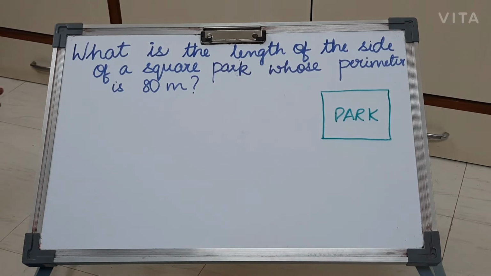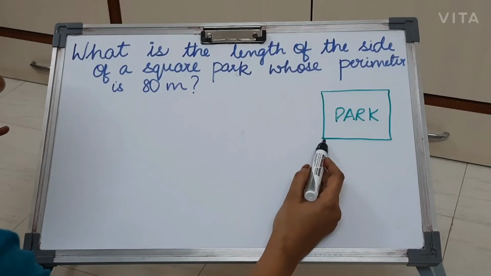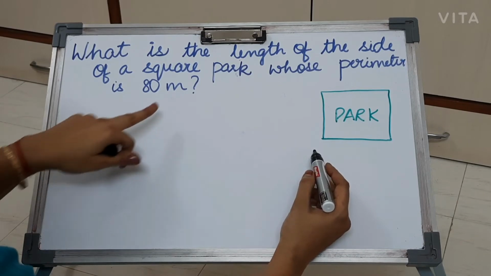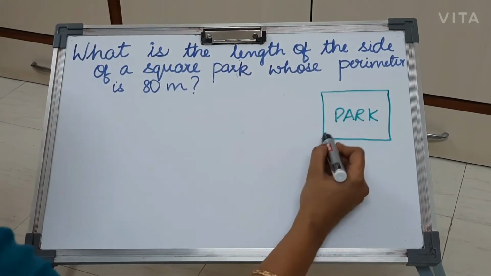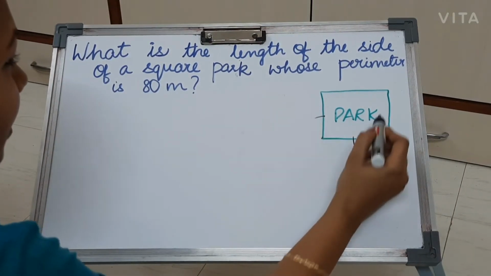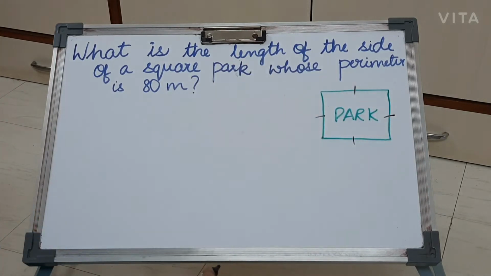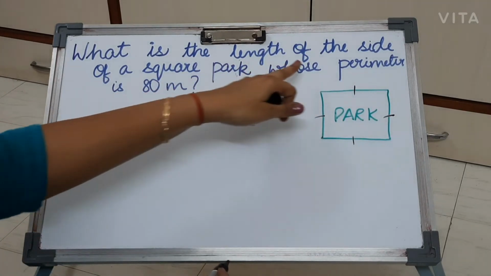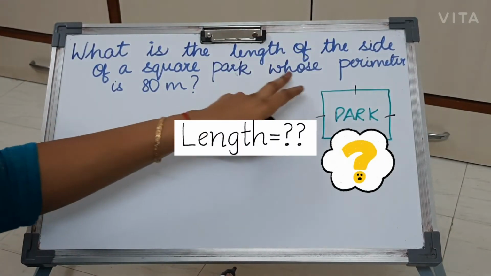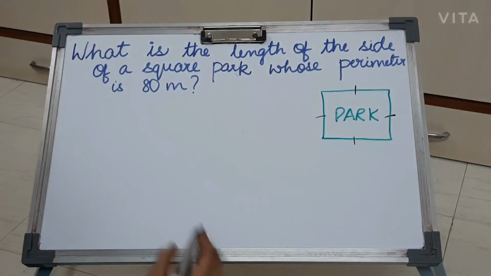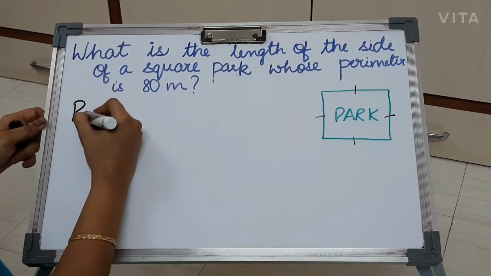Now, the question is, what is the length of the side of a square park whose perimeter is 80 meter? So this is a park here and it is in the shape of a square. Square means all its sides are equal. The measurement is equal. Now what do we have to find? The length of the side. And what is given? Perimeter is given here. So how will we solve it?